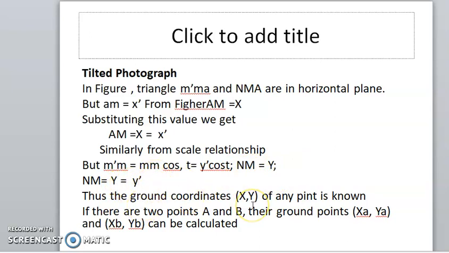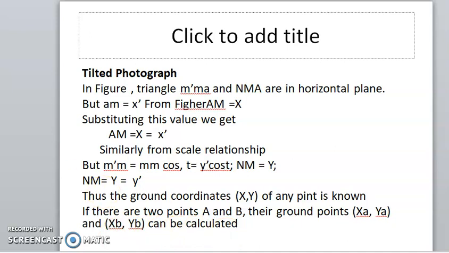The ground coordinates X and Y of any point are known, so if there are two points A and B, the ground coordinates XA, YA, XB, YB can be calculated. This is about ground coordinates.